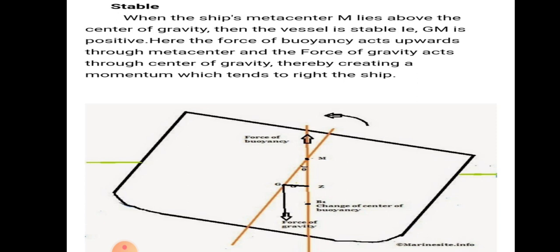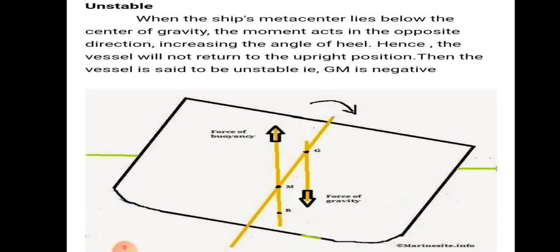Unstable equilibrium means that when the ship's metacenter lies below the center of gravity, the moment acts in the opposite direction, increasing the angle of heel. Hence the vessel will not return to its upright position, and the vessel is said to be unstable. That means GM is negative.